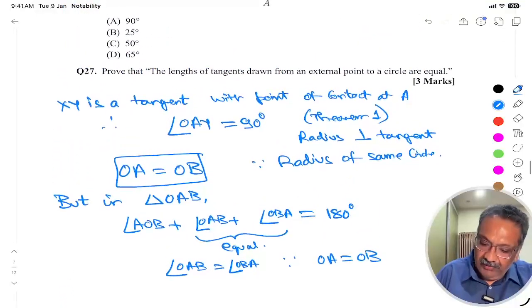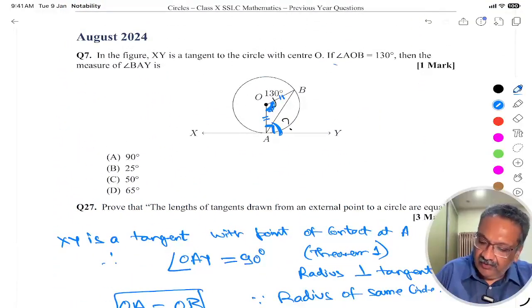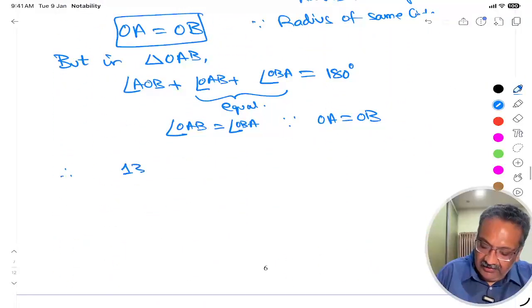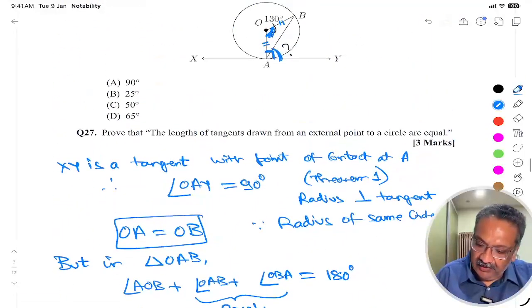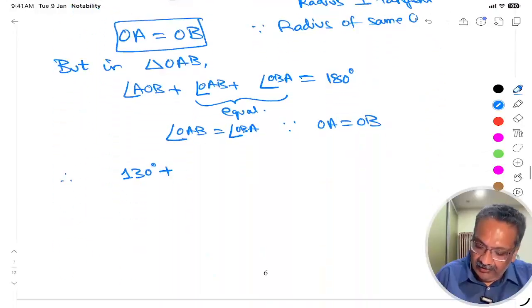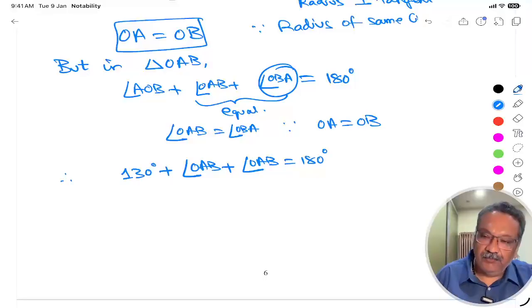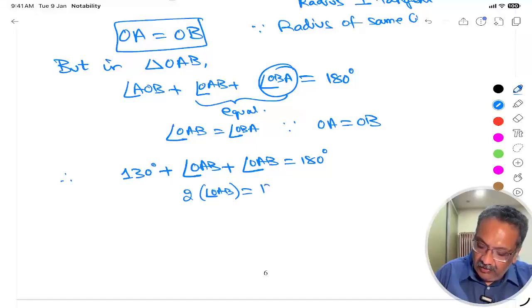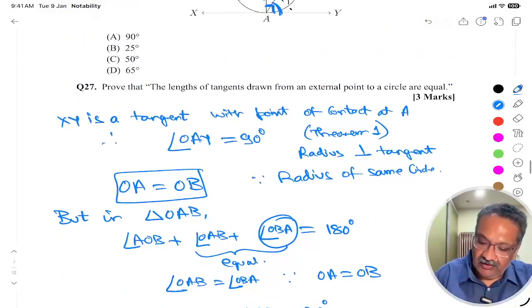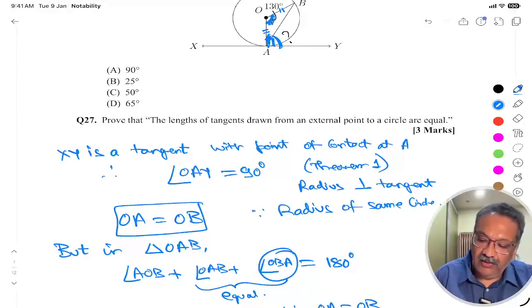Therefore, angle AOB, they have given as 130 degrees. 130 degrees plus angle OAB plus angle OBA, which is also the same as angle OAB, so I'll replace it, is 180 degrees. So twice angle OAB is equal to 180 minus 130 degrees, which is equal to 50 degrees. Therefore we have angle OAB is equal to 25 degrees. So we got this as 25 degrees.